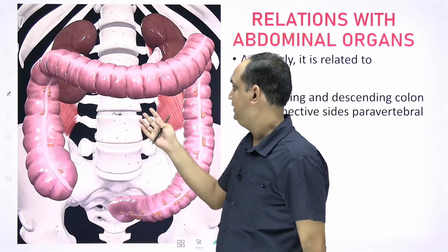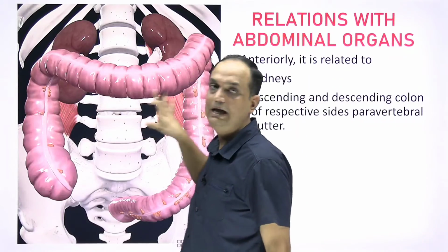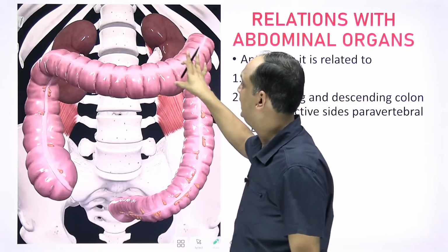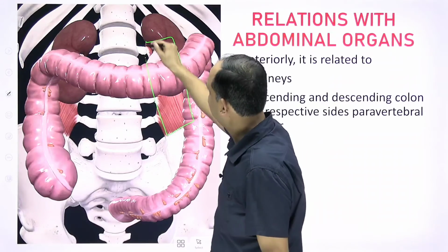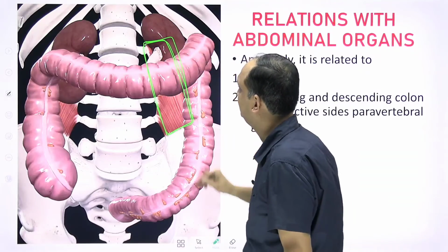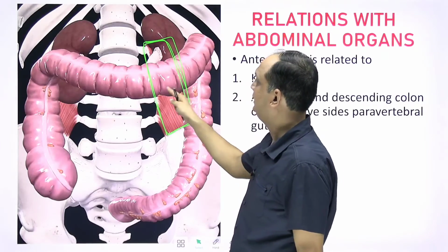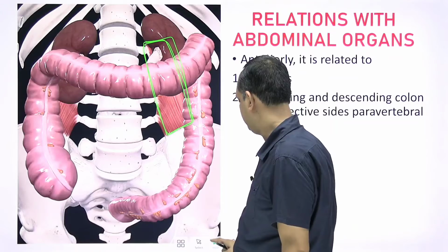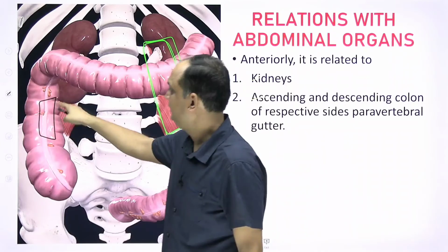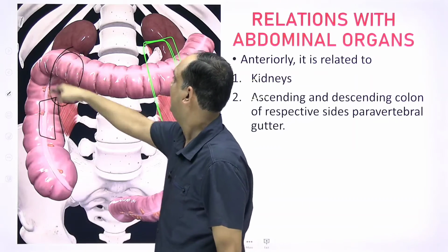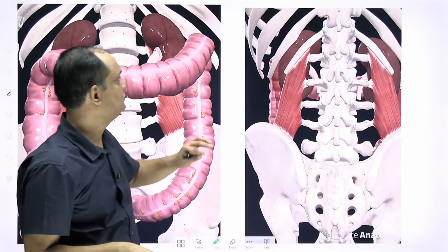Now in this image you can see that if you place your colons in the abdomen and your kidneys, then you will realize that this is the outline of the quadratus lumborum muscle. This outline of the quadratus lumborum muscle is overlapped by the kidney as well as the colon. Clear? So here you can see that this is the relation with the descending colon here, and this is the relation with the ascending colon here, this is the relation with the right kidney, and here is the relation with the left kidney. So this is the posterior view.